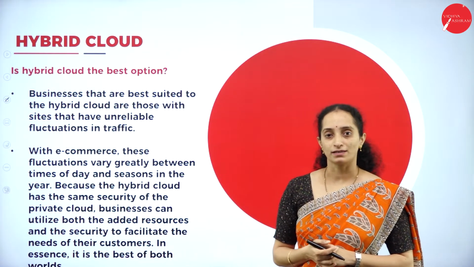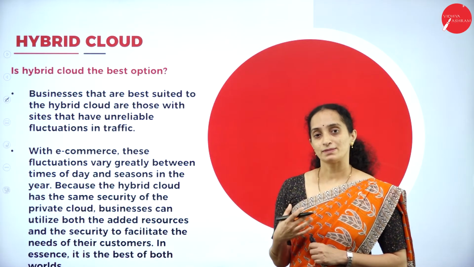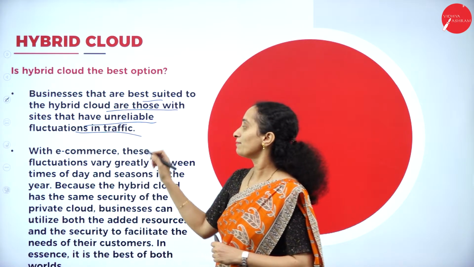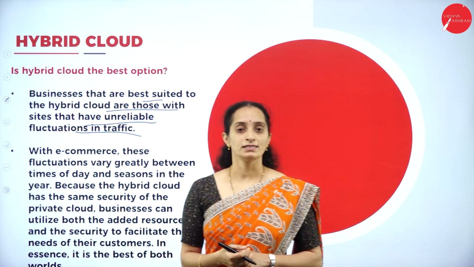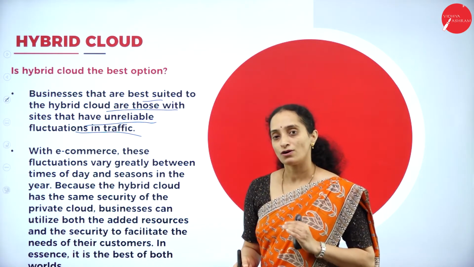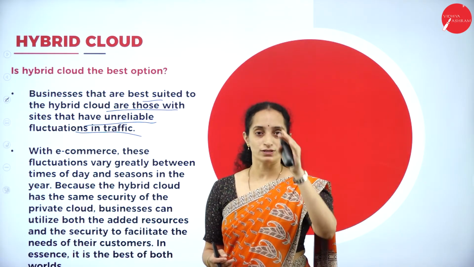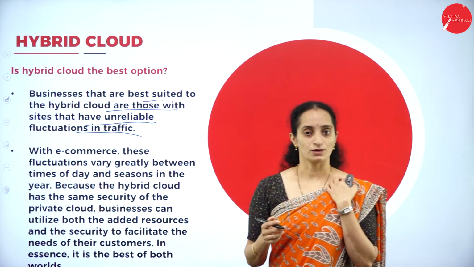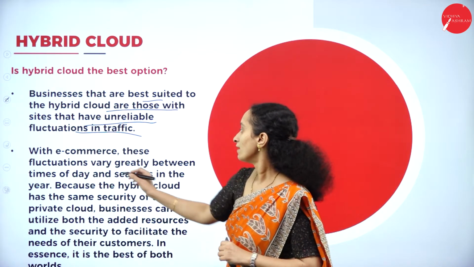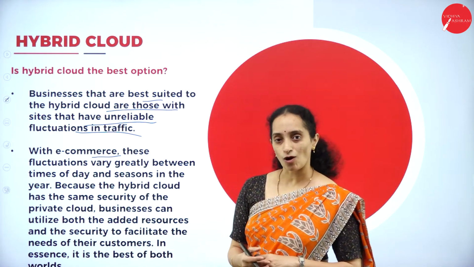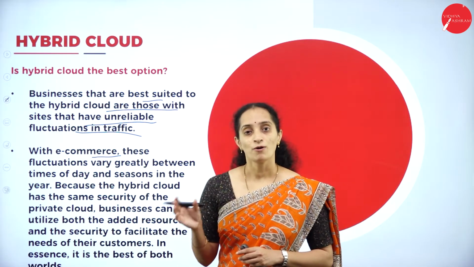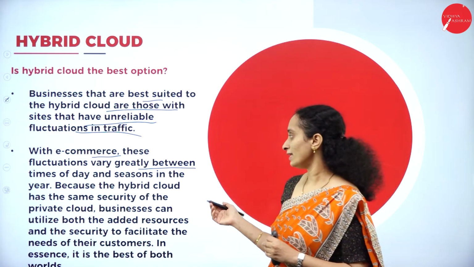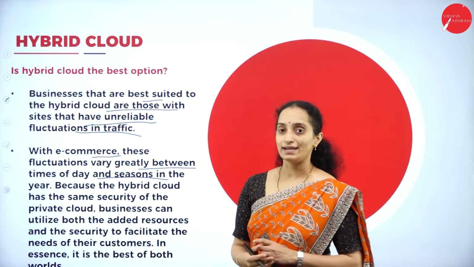Then, what are the options when a business can go for a hybrid cloud? It is those with sites that have unreliable fluctuation in traffic, fluctuation in workload, or accessibility of the clouds. That kind of business can go for a hybrid cloud. And along with that, with e-commerce sites, you need to have the option of both the public as well as the private. These fluctuations will vary between different times of day and seasons.